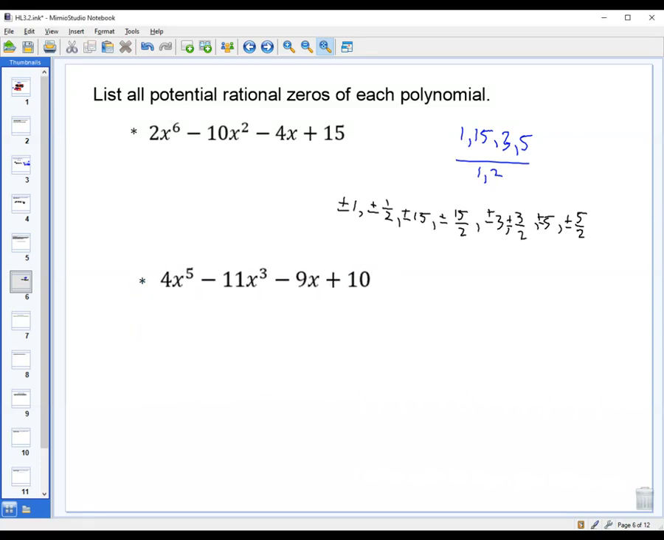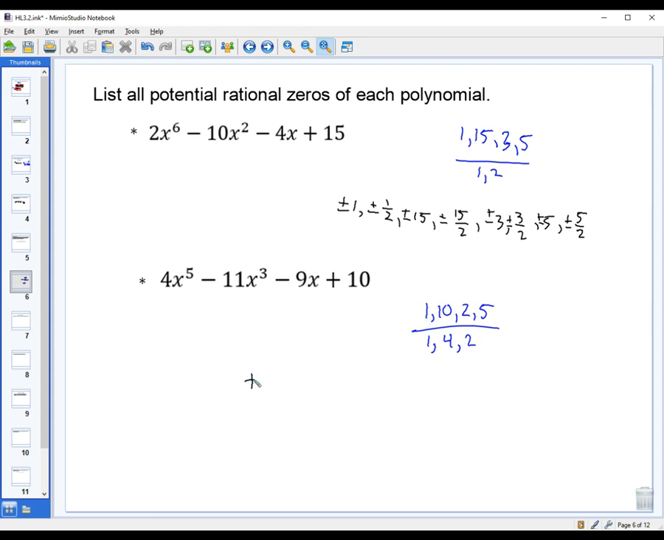Using our next example, here's the factors of 10. 1 times 10, 2 times 5, over the factors of the leading coefficient, 1 times 4 or 2 times 2. So now we start writing out all of the potential ones.